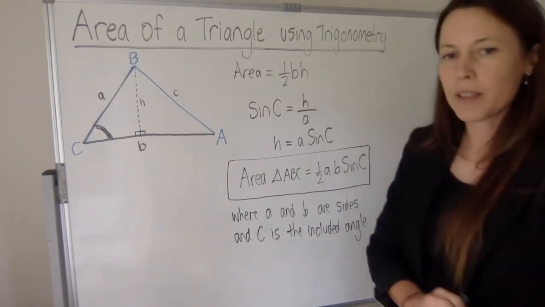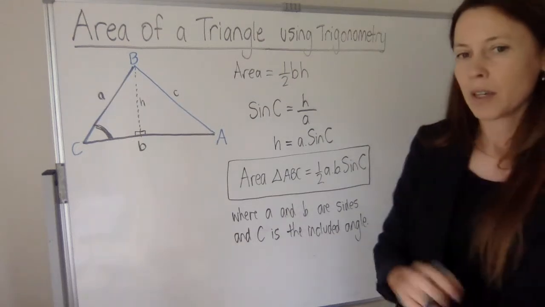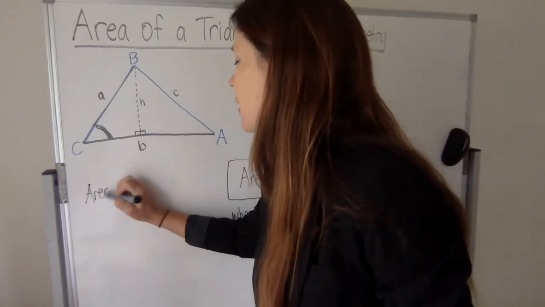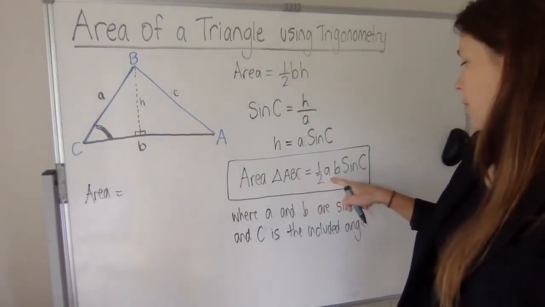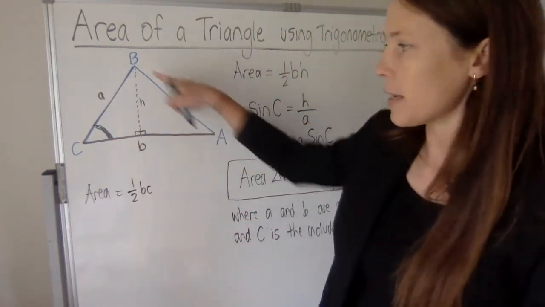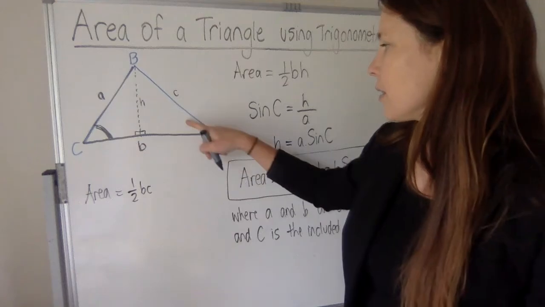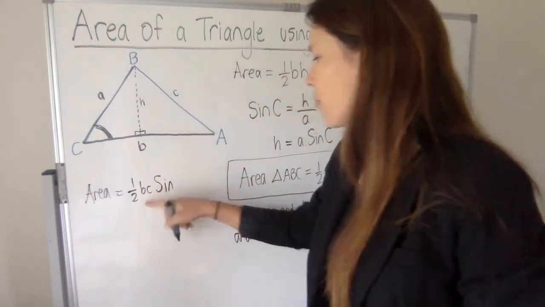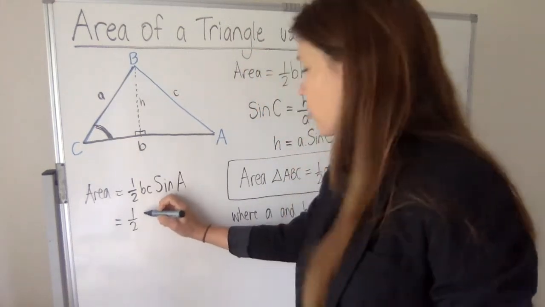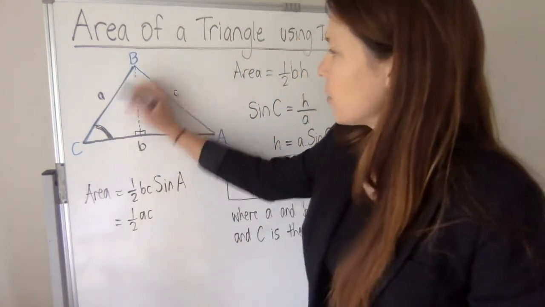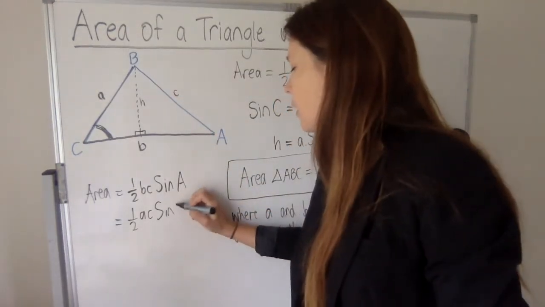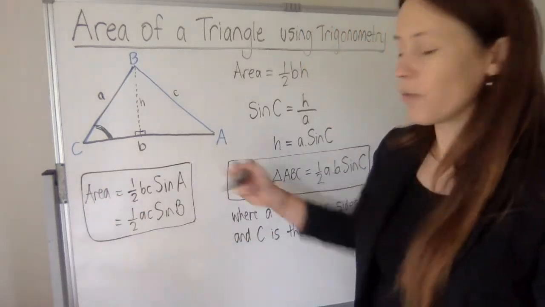Now, obviously you could write this formula down three different ways. If you were talking about the area being half BC, and you'd use the sides B and C, what would the included angle be then? It would be A, wouldn't it? So you could write it half BC sine A. You could also say it's half, what are the other two we haven't used? AC. And if you'd used A and C, the included angle would be B. So these are perfectly good alternative formulas.